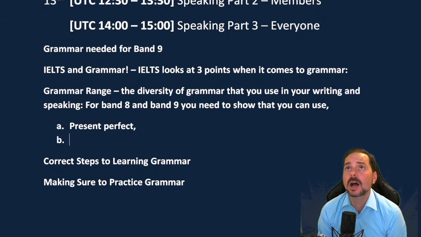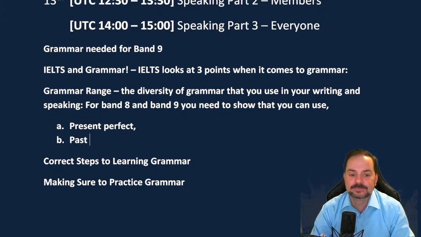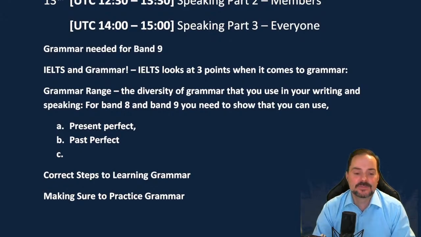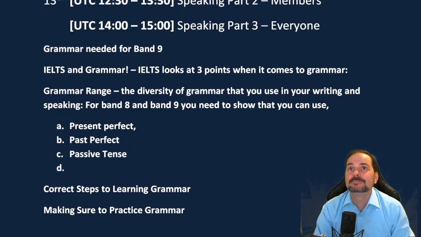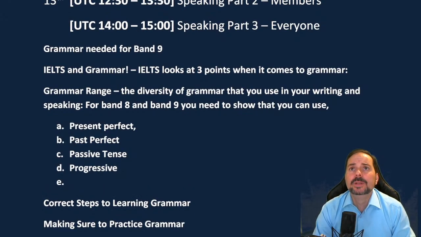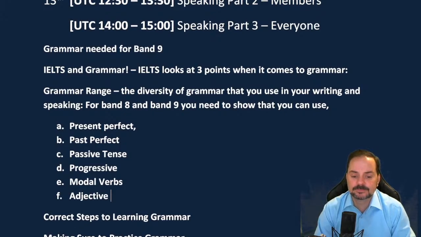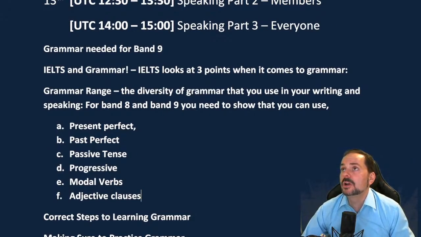Present perfect. What else? What other kinds of grammar? So what do you think? What types of grammar? So past perfect, Bekir says, okay, past perfect, yep. Passive tense, Farid, absolutely. Active, passive. Yeah, what else? Progressive. Sure. We need to know that as well. We need to know modal verbs. When you're talking about modal verbs, think about adjective clauses. Okay, you need to use lots of those. So those are definitely some of the grammar forms that you need to be able to produce during your speaking and writing. Absolutely.